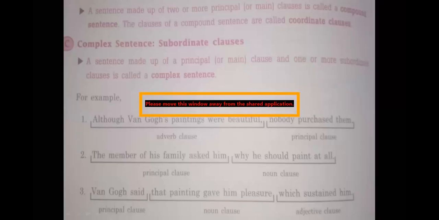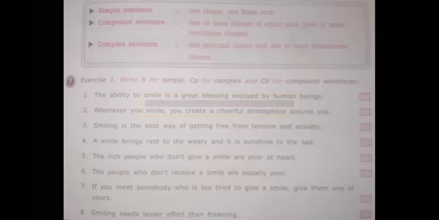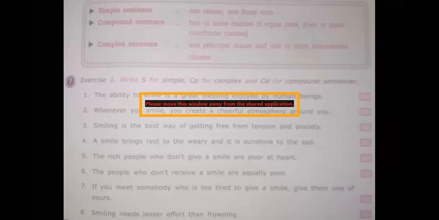So, children, we get the principal clause, and the others are noun or adjective clauses, which are the subordinate clauses. Let's see the next one. Simple sentence: one clause or one finite verb. Compound sentence: two or more clauses of equal rank, two or more coordinate clauses. Means more than one clause. It is called a coordinate or compound sentence. Or complex: one principal clause and one or two subordinate clauses is called a complex sentence.